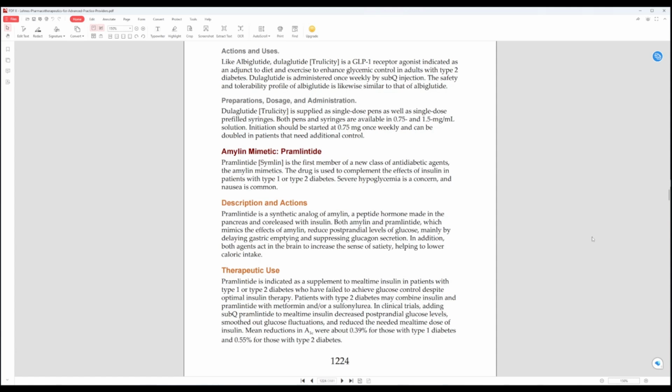Amylin mimetic: pramlintide. Pramlintide is the first member of a new class of anti-diabetic agents, the amylin mimetics. This drug is used to complement the effects of insulin in patients with type 1 or type 2 diabetes. Severe hypoglycemia is a concern, and nausea is common.